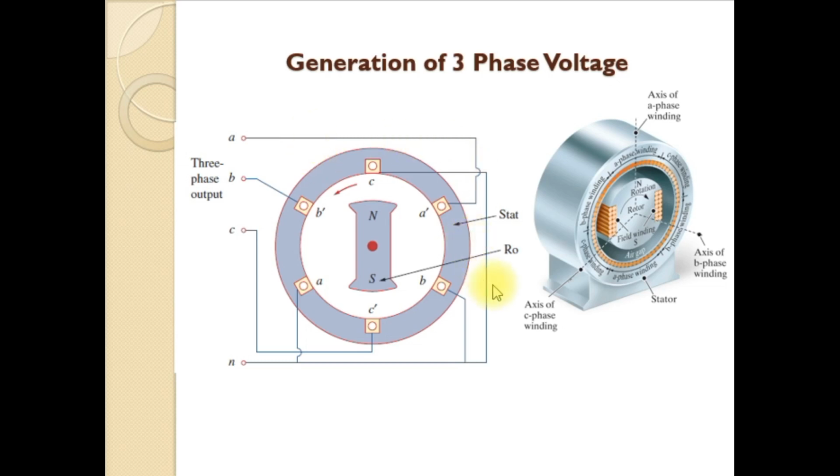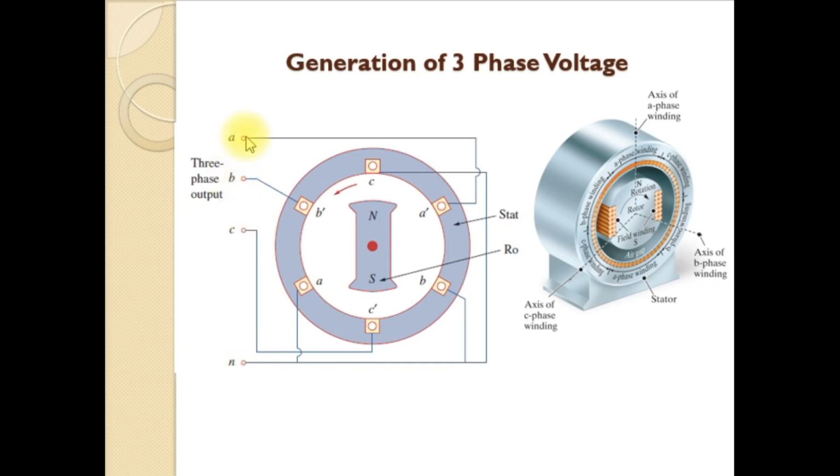And in this figure you can see that similar points, say the starting ends or the finishing ends of the coils A, B and C, are connected together and termed as N. Here you can see that either the finishing ends of coils A, B and C or the starting ends of the coils A, B, C are connected together and taken as a common point, and the voltage will be measured between the points A, B and C with respect to this point N.